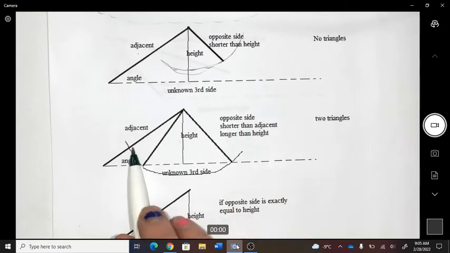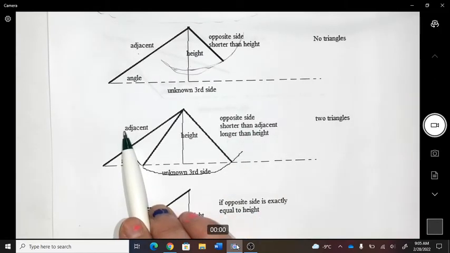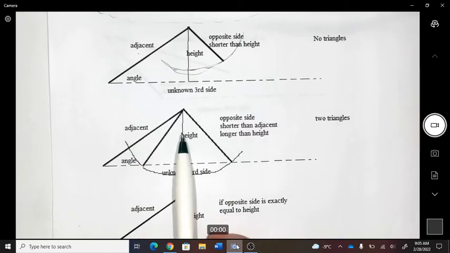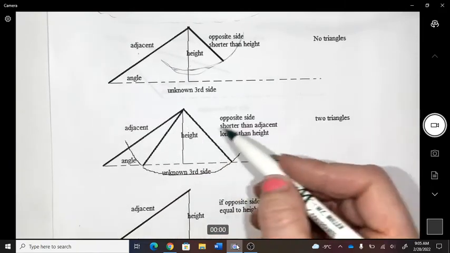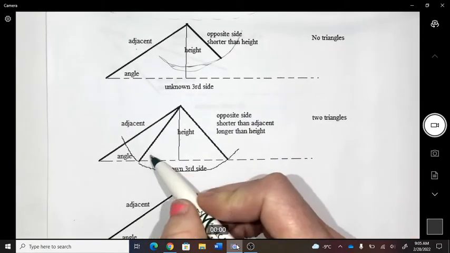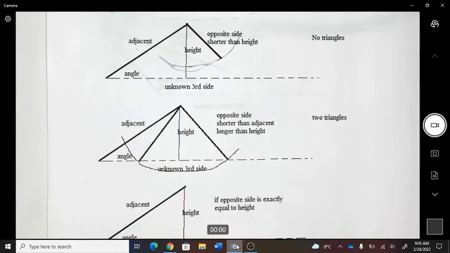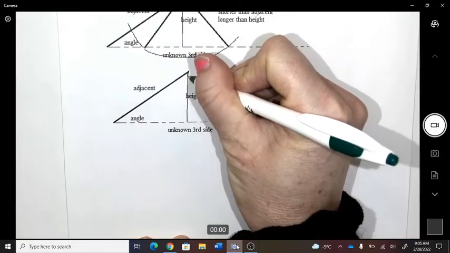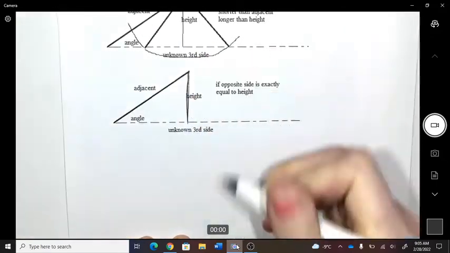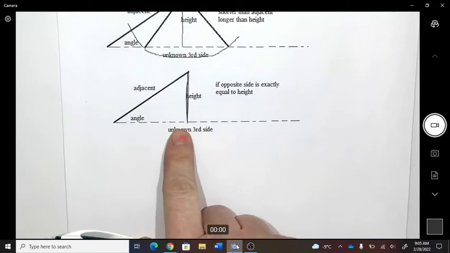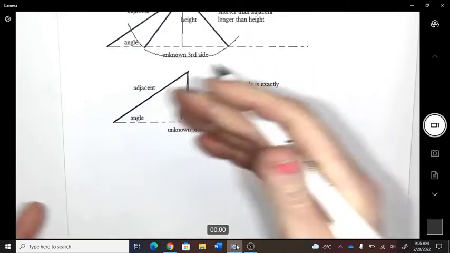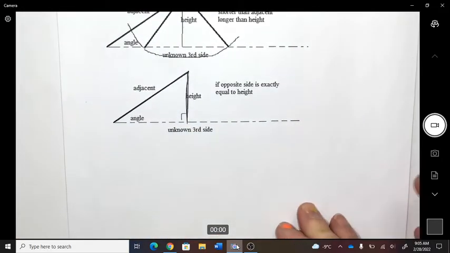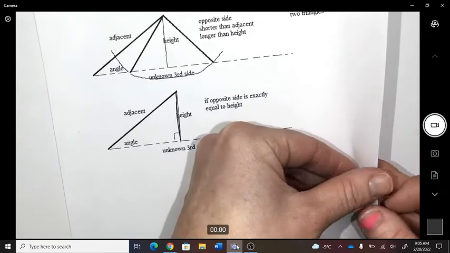If this opposite side was shorter than the adjacent, but longer than this height, so if it was in between here and here, then it could hit twice. And then if the opposite side happened to be exactly the height, then there's one triangle and it's exactly a right triangle. Okay, so that's a summary for you to look at if you need.